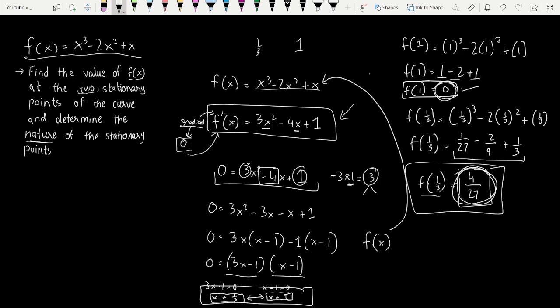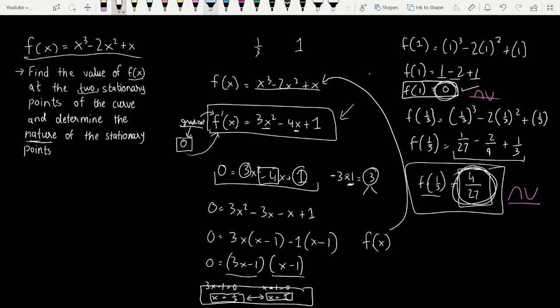Now the problem is, we don't know if this is like this or like this. We don't know if this hump, this 4/27, is like this or like this. So what we actually need to do is confirm the nature of these stationary points as well. And the way we do that is we use the double derivative. So that's what we're going to do.